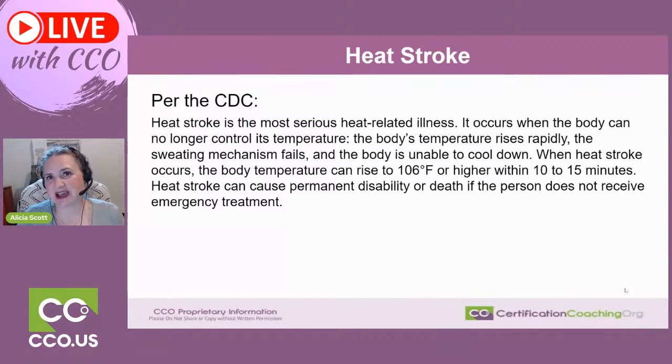Now, heat stroke is actually the most severe of the problems that can happen due to heat and light. This is the one that can be fatal, and it's important to understand the differences if you're going to be coding these. And you know how much I like talking about the disease process itself. So that's one of the things that I wanted to cover.